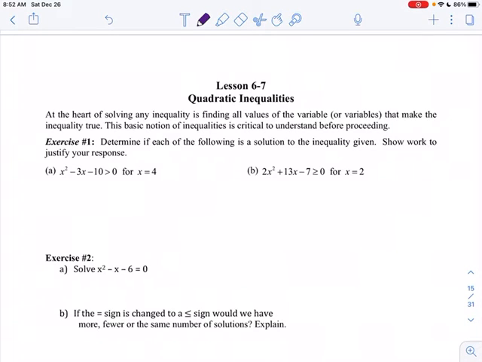Hi Algebra 2, this is Unit 6, Lesson 7, and today we're going to talk about quadratic inequalities.